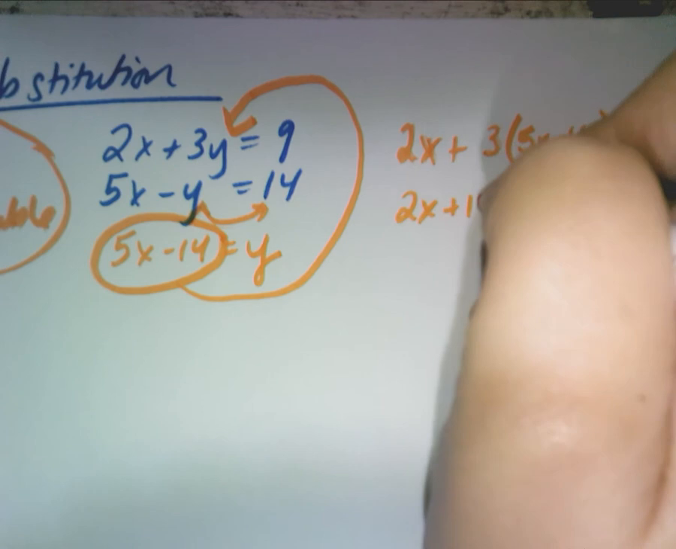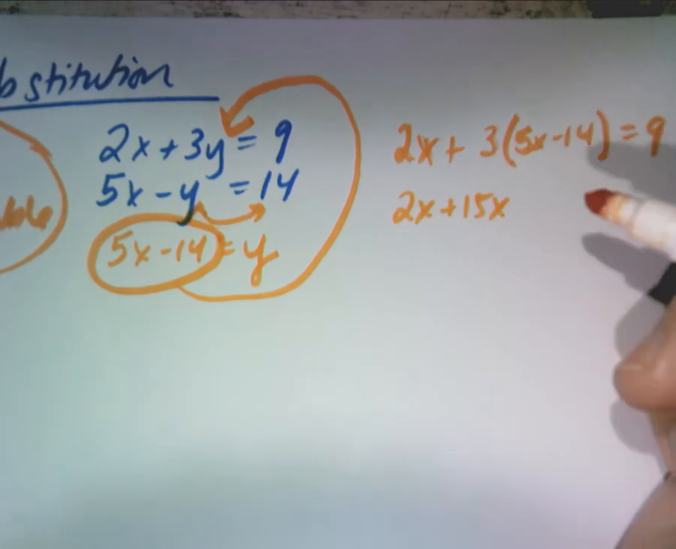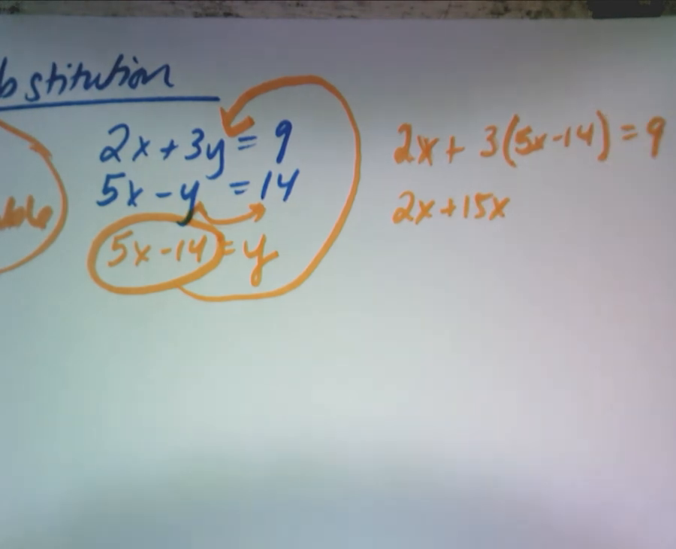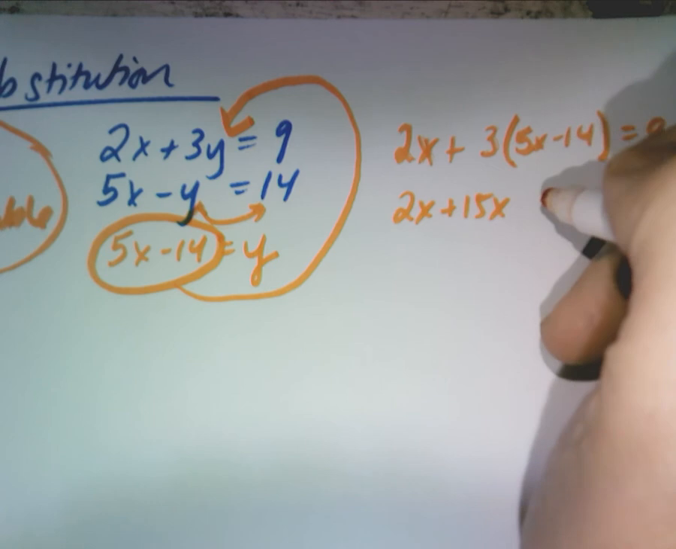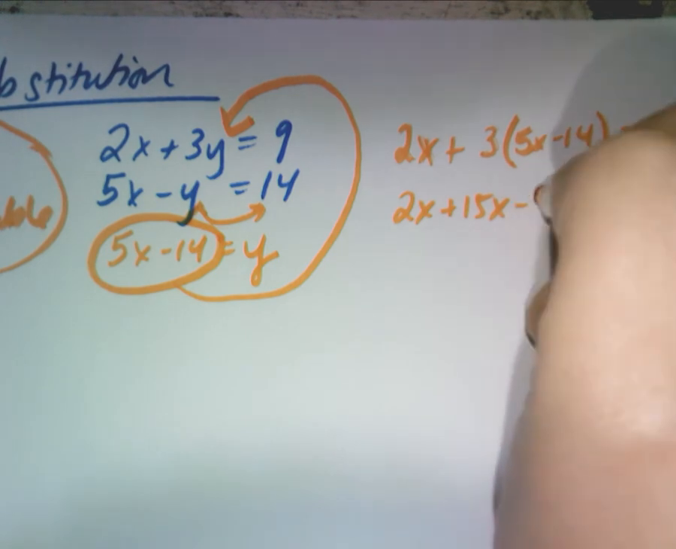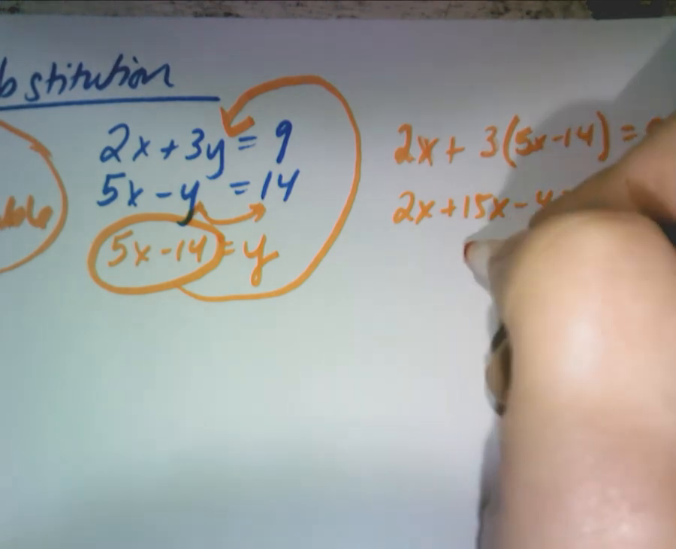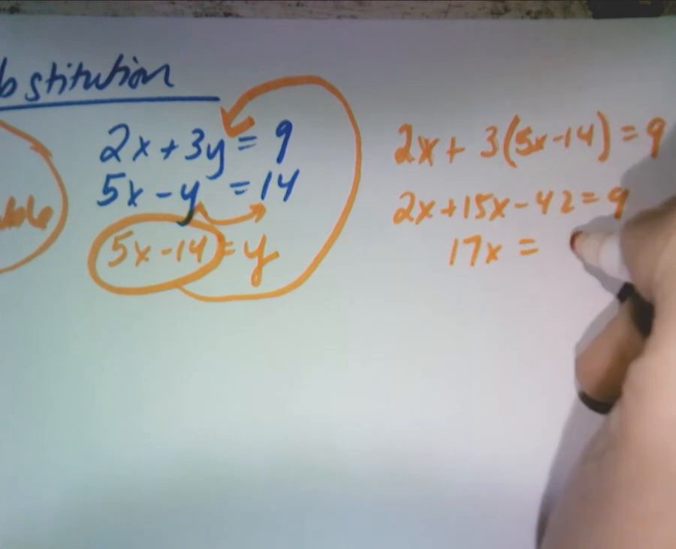That's why you have homework on this. Don't just let Photomath do it. That's why you're not getting good grades on quizzes. What is this? 17x minus 42 equals 9. 17x equals, add that over, 51.